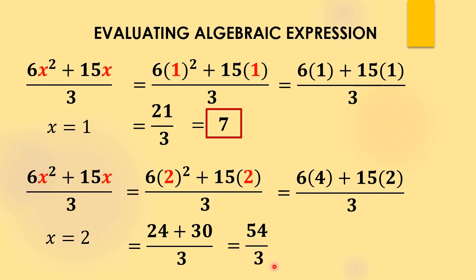And then divide this by 3, 54 over 3, this is division, 54 divided by 3 will give us the value of 18. So this is now the value for our expression if x is equal to 2. Alright, so let's proceed.